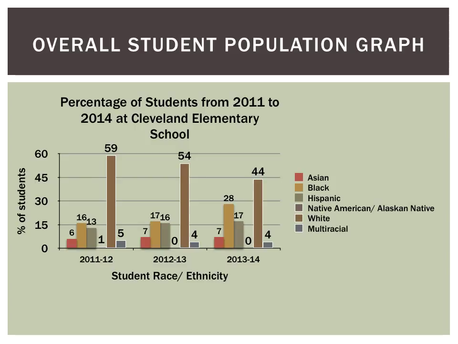Native American and Alaskan Native students has decreased from 1% to 0% and stayed at 0%. The population of white students has decreased from 59% to 54% to 44%. And multiracial students has decreased from 5% to 4% and stayed at 4%.